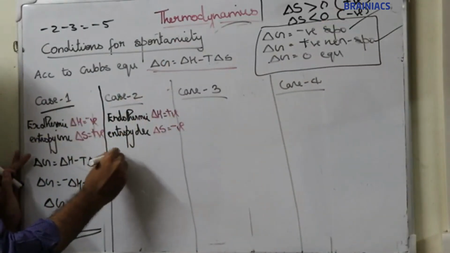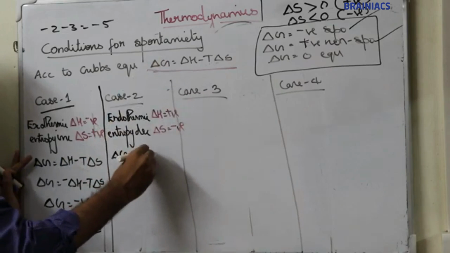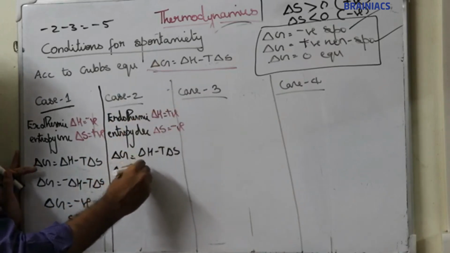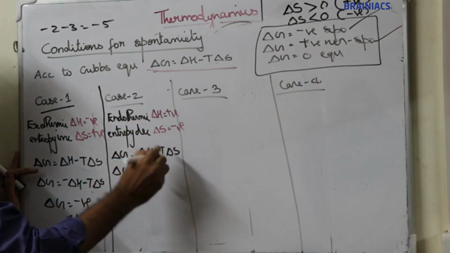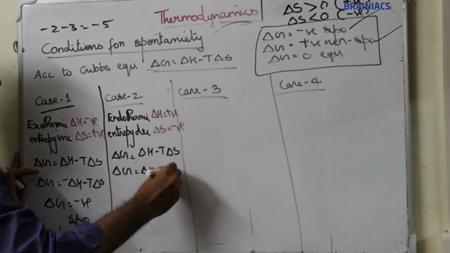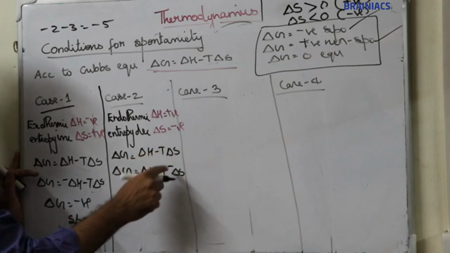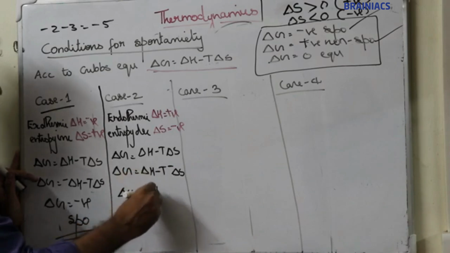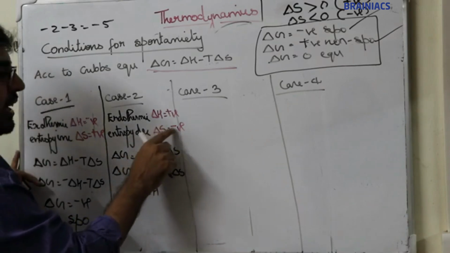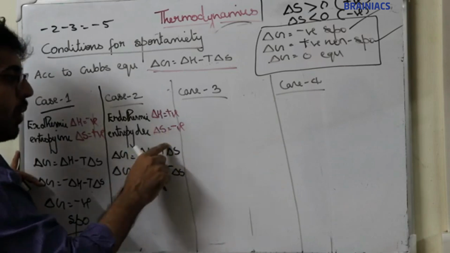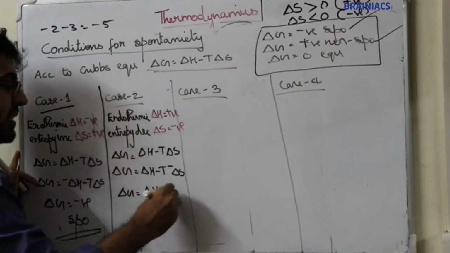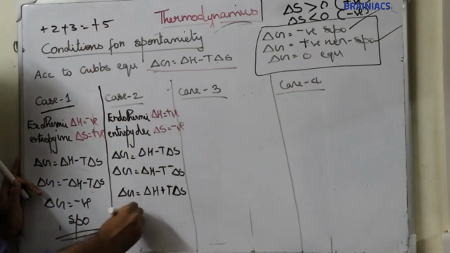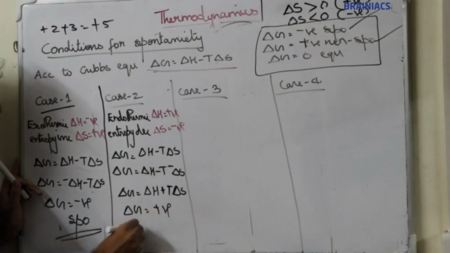Now according to Gibbs equation, delta G is equal to delta H minus T delta S. So here delta H is positive, and delta S is negative. So minus T into minus delta S, minus minus you will get plus. What is plus 2 plus 3? You will get plus 5. So delta G will be positive, non-spontaneous.